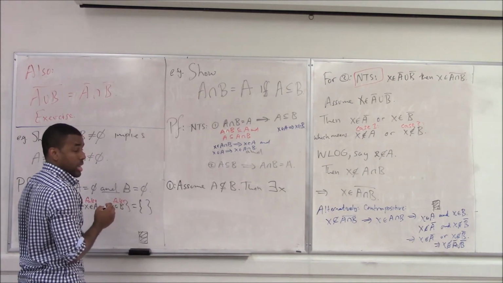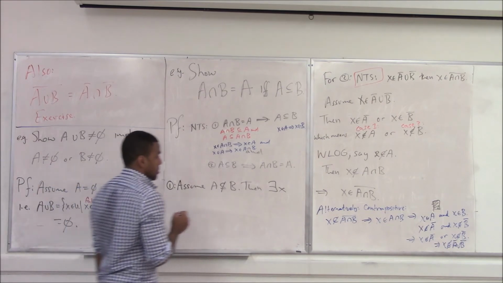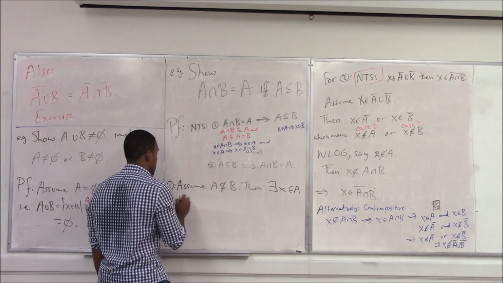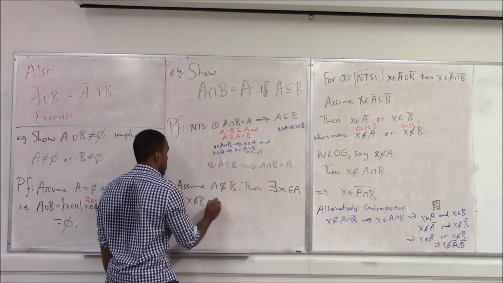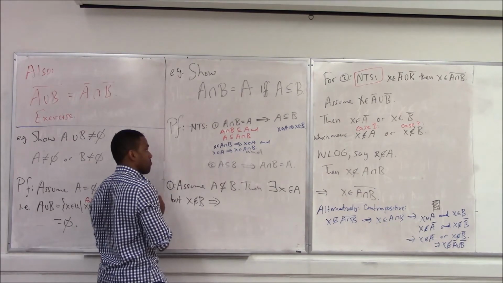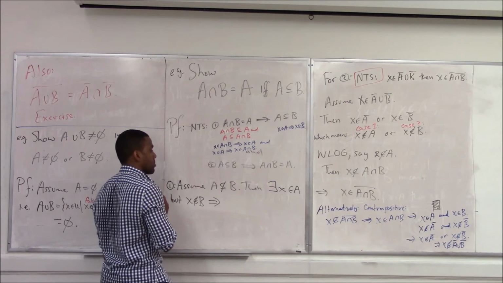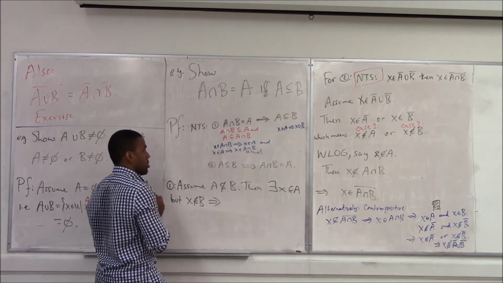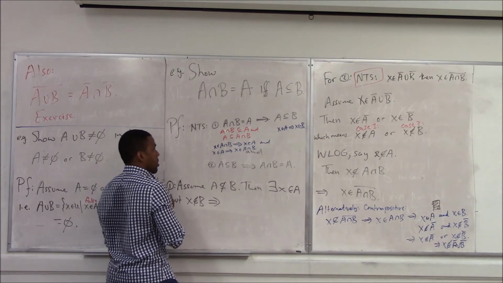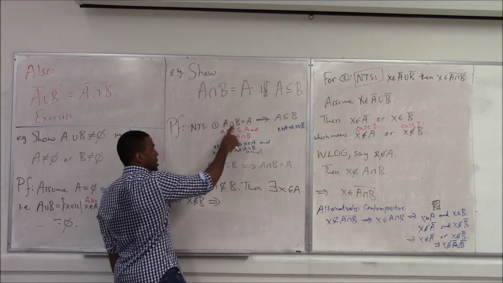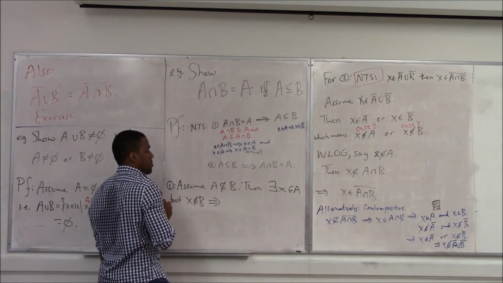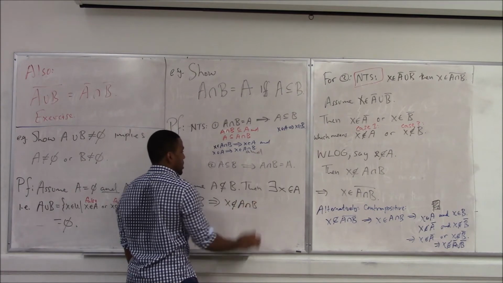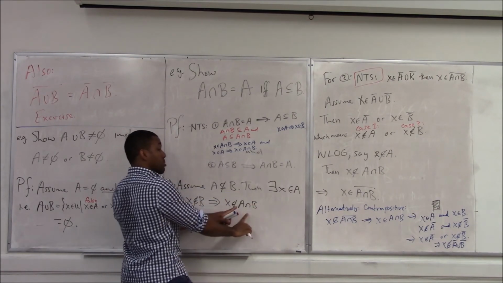Then there exists an x in A that is not in B. But x not in B means A minus B, but we don't need to go there. Ultimately, what we want to say something about is A intersection B. It's not in the intersection, because it's in A but it's not in B, therefore it's not in both.